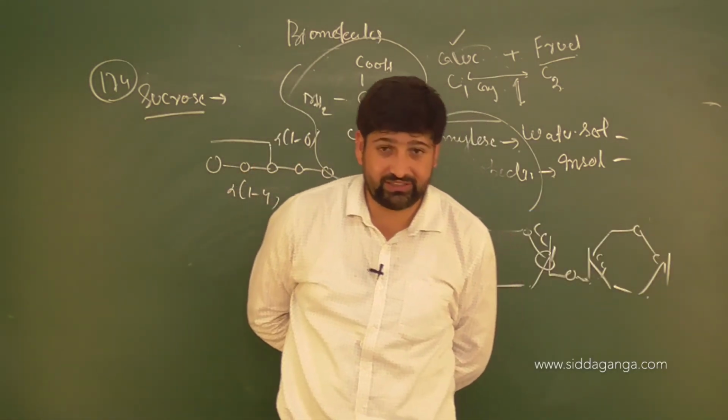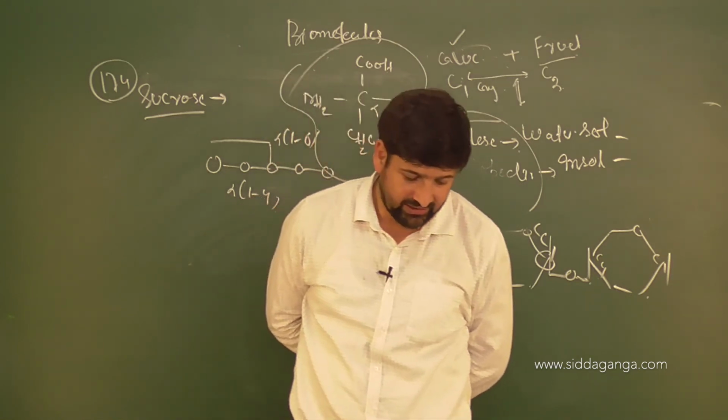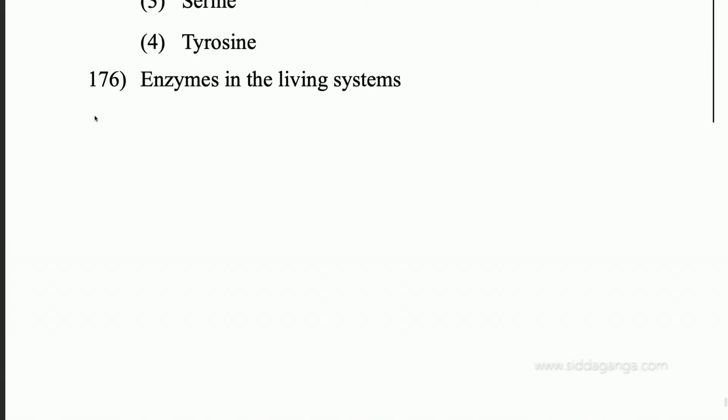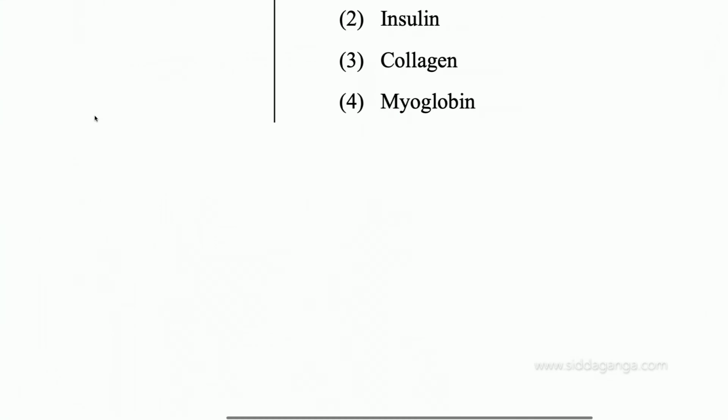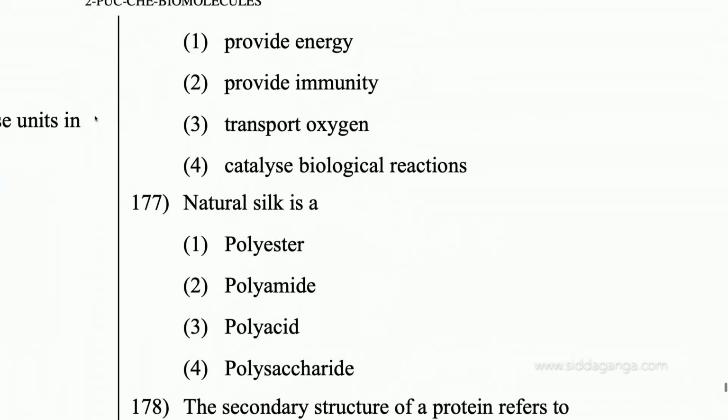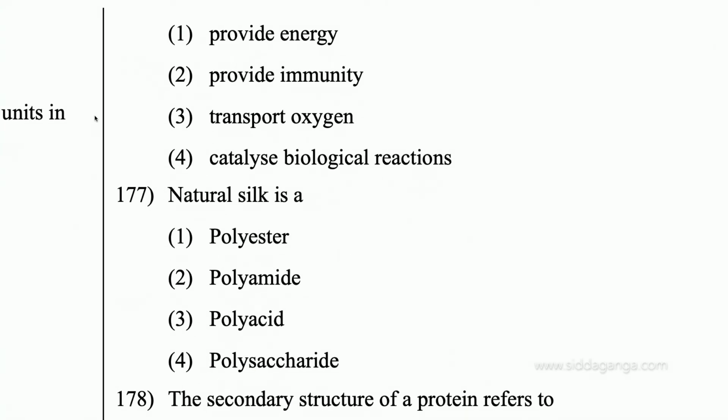Next, question number 176. You can read the question faster. Enzymes in the living systems. What's the important function of enzymes in the living system? Very simple. They don't provide energy, although they can be used, but that's not the main work they have. They can provide immunity as well because they act as immunoglobulins. They can transport oxygen in the form of hemoglobin. But providing immunity and transporting oxygen are not the main function. Enzymes catalyze biological reactions. So option 4 will be the correct option.